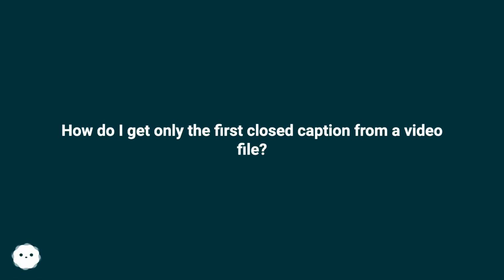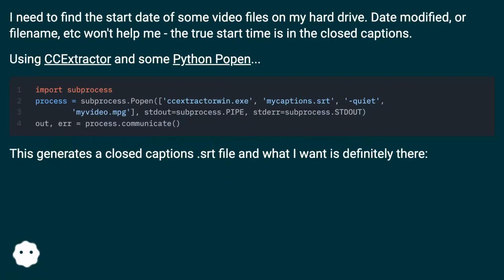How do I get only the first closed caption from a video file? I need to find the start date of some video files on my hard drive. Date modified, or file name, etc. won't help me. The true start time is in the closed captions.